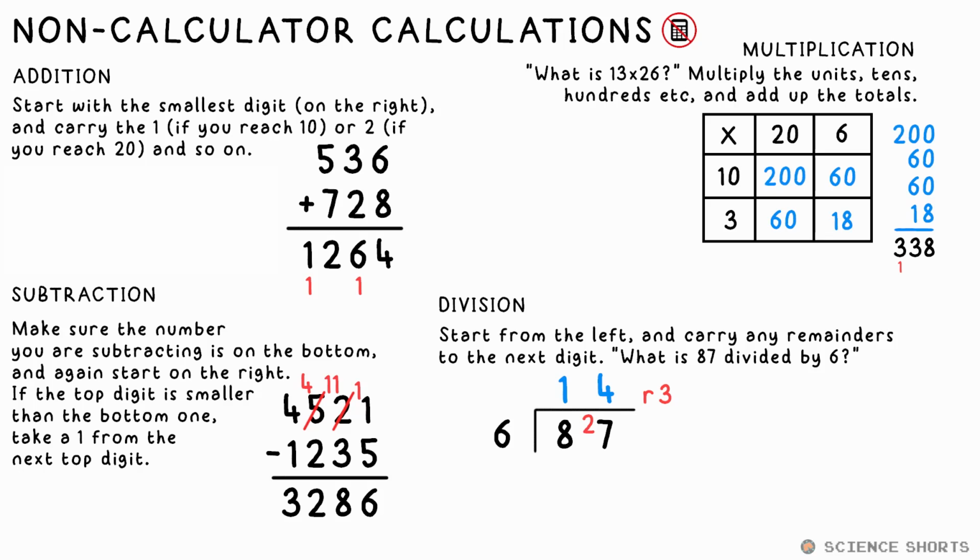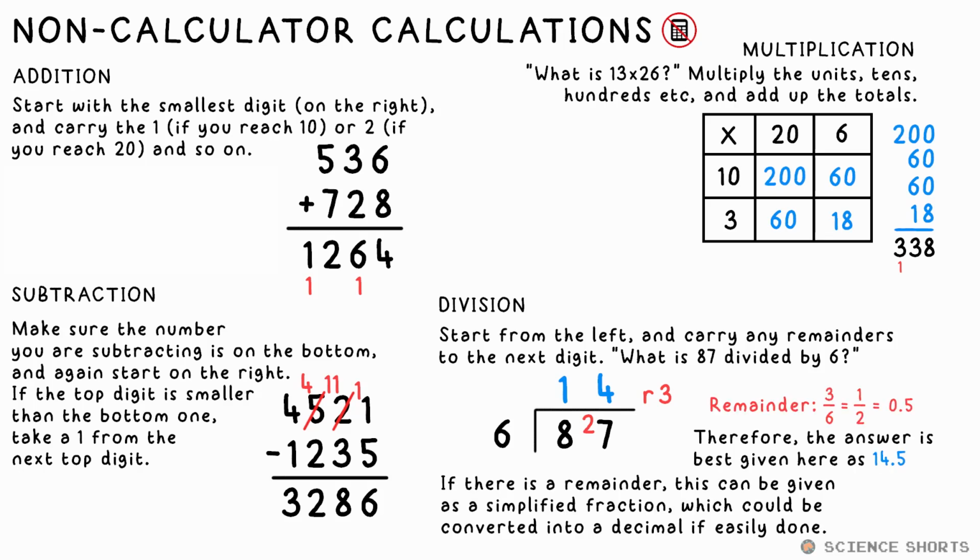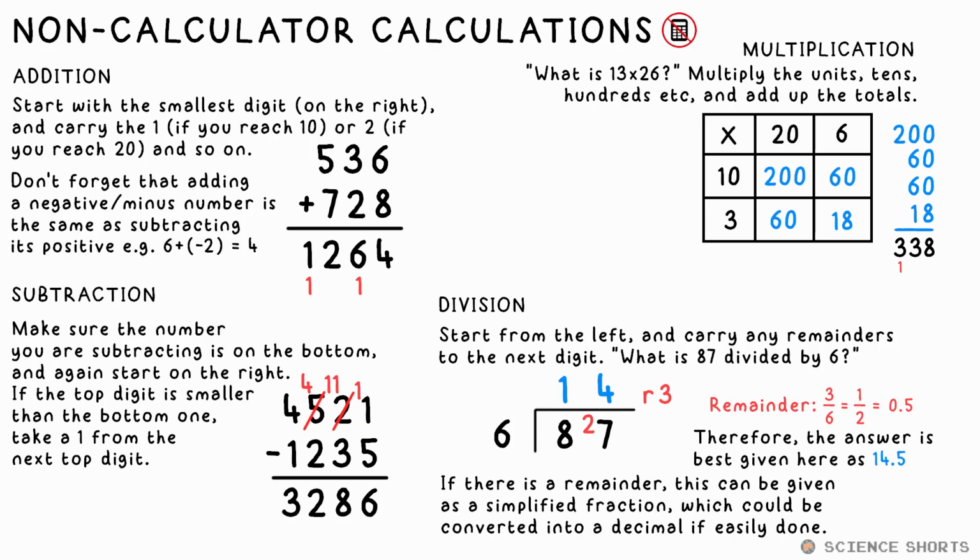If the digit is smaller than what you're dividing by, just carry it over straight away. You'll often end up with a remainder at the end. This remainder can be given as a fraction of the number that you're dividing by. If you add a negative number, that's the same as subtracting the positive version of that number.